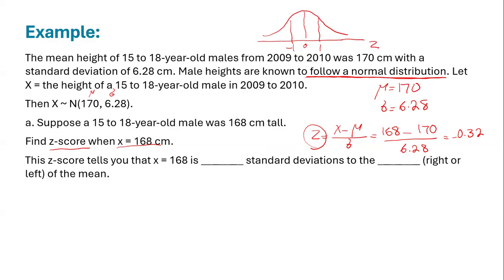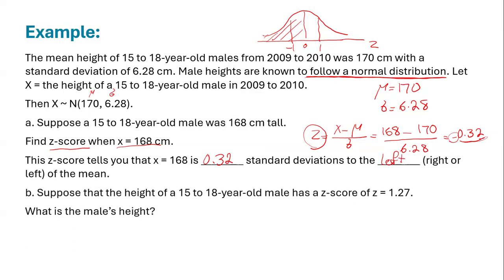That also shows us whether the number is on the right of the mean or on the left of the mean, based on whether its z value is positive or negative. If the z value is negative, that means it's on this side, and this side is the left side of the mean. So we know that 168 is to the left of the mean. But how many standard deviations to the left? It's 0.32, less than 1 standard deviation. It's 0.32 standard deviations to the left of the mean.